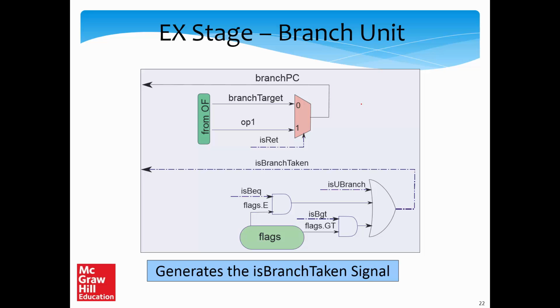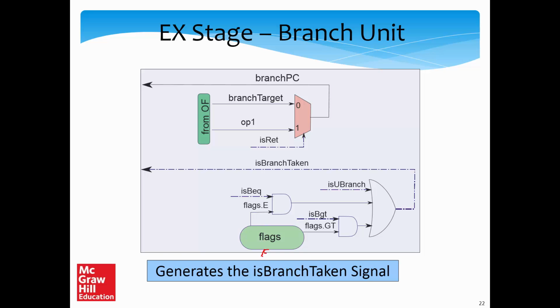Now let's take a look at the execute stage, the EX stage, which also contains multiple units. Let's first take a look at the branch unit, which is very simple. So let's start from the bottom. Let's look at the flags register, which contains mainly 2 bits, the E bit and the GT bit.